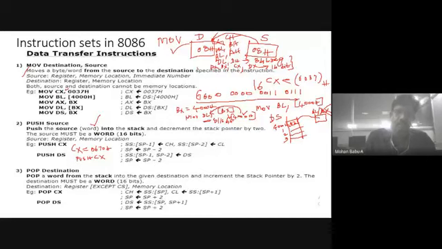Here in this number, which one is the lower byte and which one is the higher byte? 0670 is one number. Which one is the lower byte and which one is the higher byte? Tell the number. This one is the lower byte, this one is the higher byte.